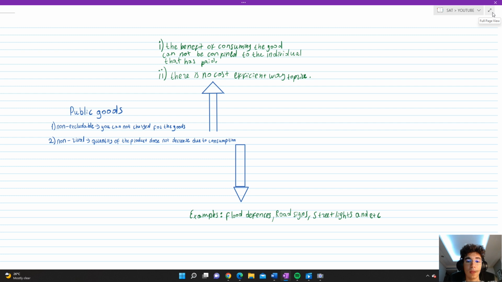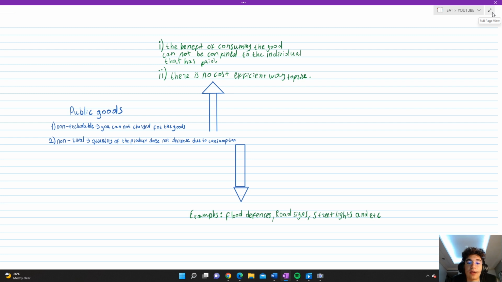But also maybe no price can be charged because there might not be a cost-efficient way of pricing. Maybe the way of pricing is too expensive. It's not an efficient way of pricing. But also public goods are non-rival.